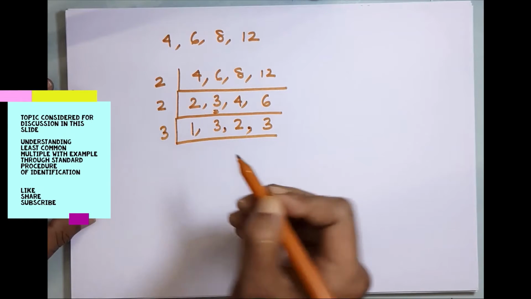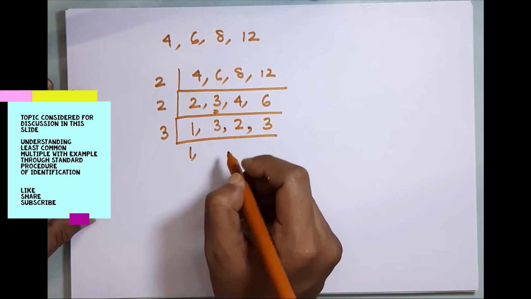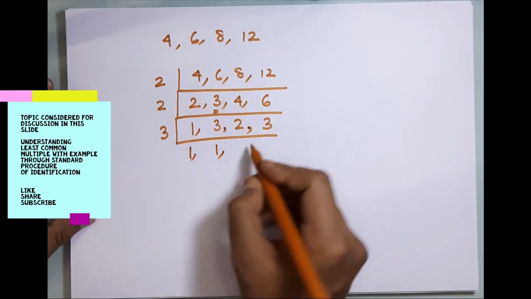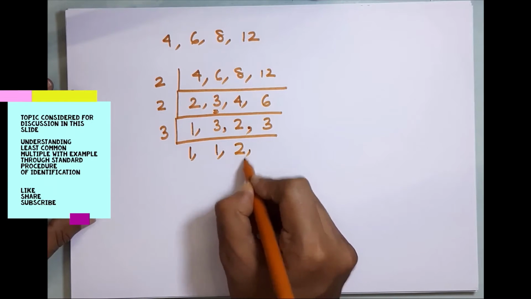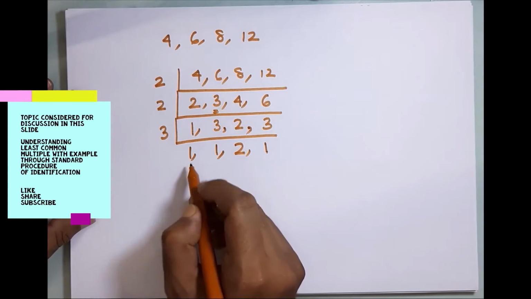So let us use 3 to divide. 1 cannot be divided, 1 will come down as it is. 3 can be divided by 3 and it will become 1. 2 cannot be divided, so 2 will come down as it is, and then again we will get 1. So our final intention is to bring all those numbers to 1. So how can we achieve that?